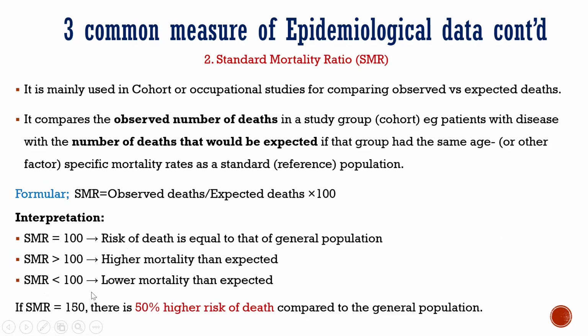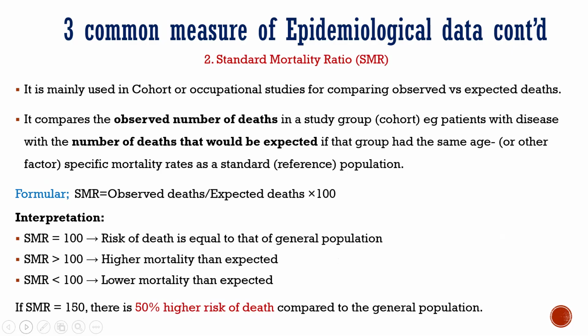Let's say, for instance, we conducted a study and the SMR is equal to 150, that means there's a 50% higher risk of death compared to the general population. Okay, so we say that when the risk of death is equal to 100, that means it's equal to that of the general population. So when you're talking of 150, there's an increase by 50, that's a 50% higher risk of death compared to the general population.